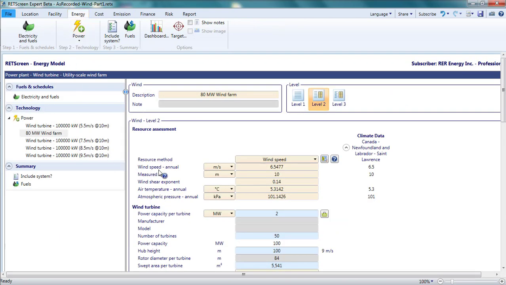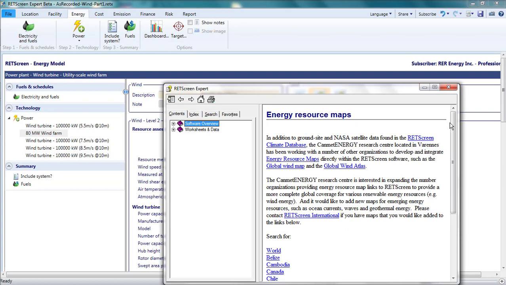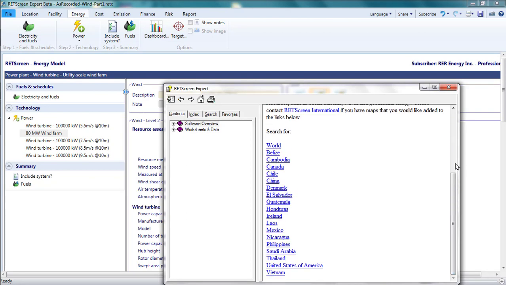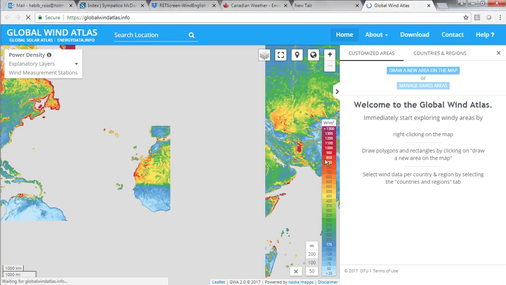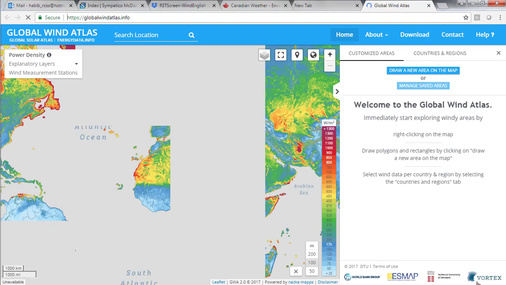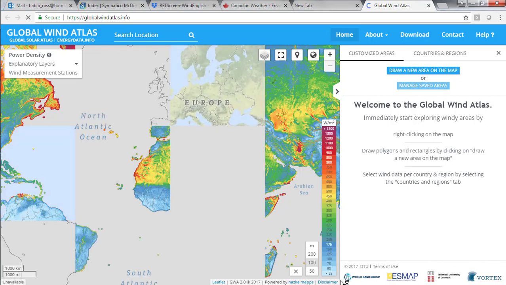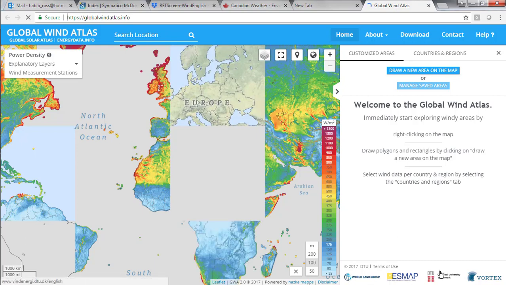By navigating to the Energy page, selecting Level 2 for the analysis level, and clicking on the question mark icon beside Resource Method, you can open a RETScreen help page with links to various atlases and maps. Alternatively, if I click on the map icon beside the Resource Method cell, RETScreen opens a browser window for the Global Wind Atlas. This tool, developed and made freely available by the Technical University of Denmark, the World Bank Group, and other partners, provides information about the wind resource available onshore and nearshore virtually everywhere on the planet.